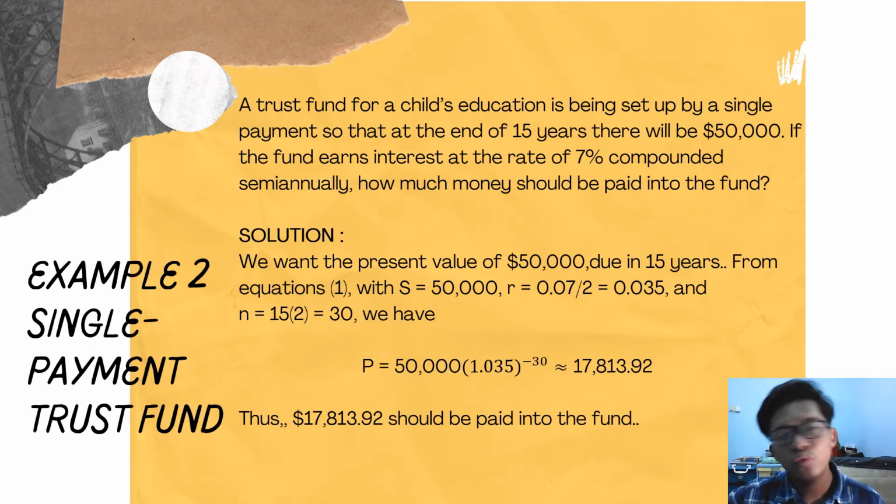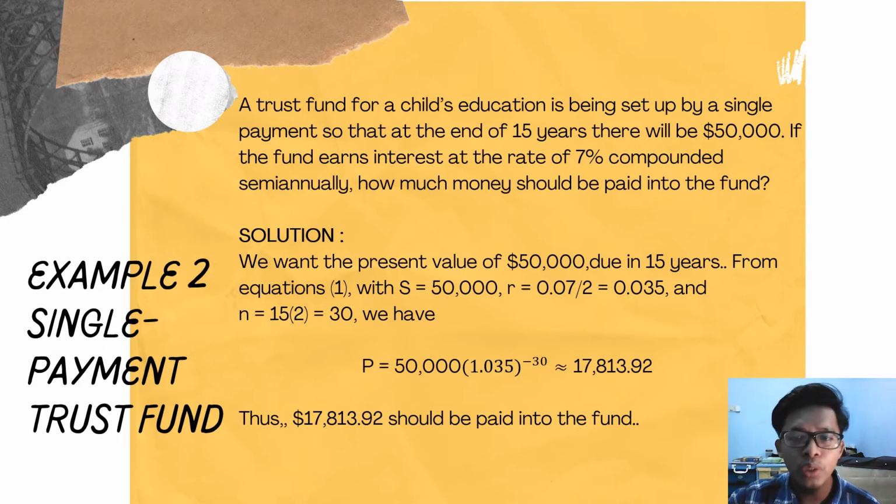So let's move to example 2, which is single payment trust fund. For the question, a trust fund for a child's education is being set up by a single payment so that at the end of 15 years, there will be $50,000. If the fund earns interest at the rate of 7% compounded semi-annually, how much money should be paid into the fund? For the solution, we want the present value of $50,000 due in 15 years.